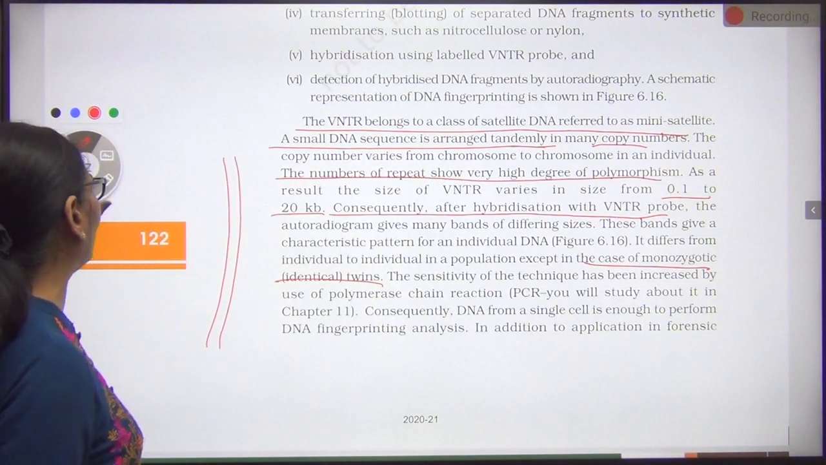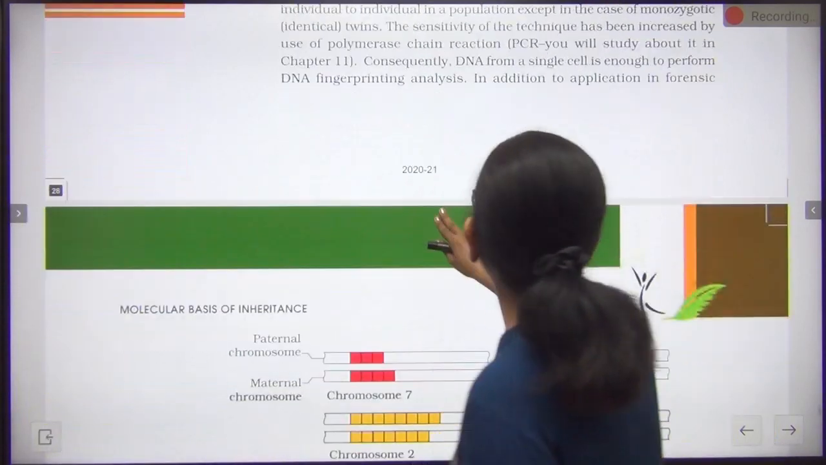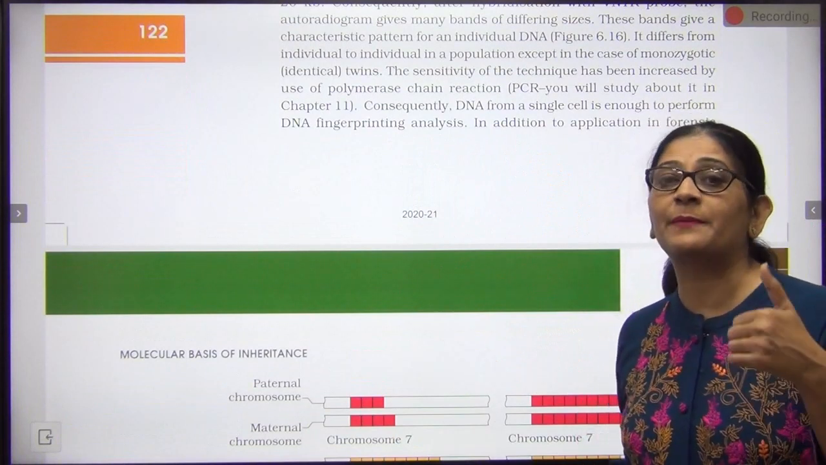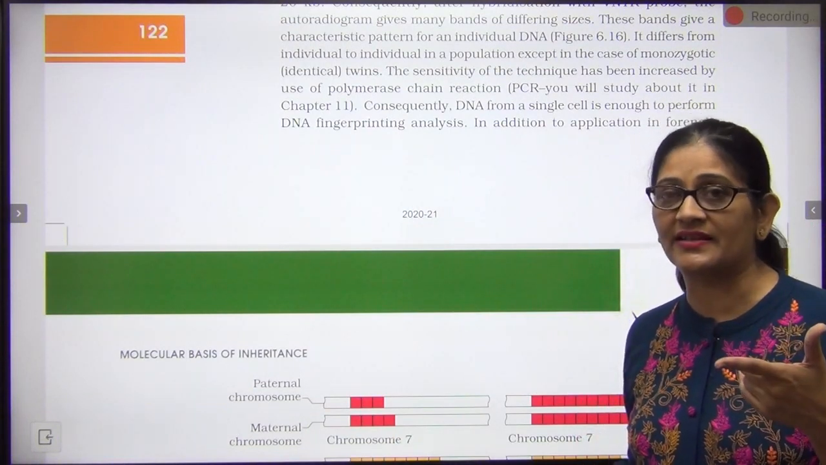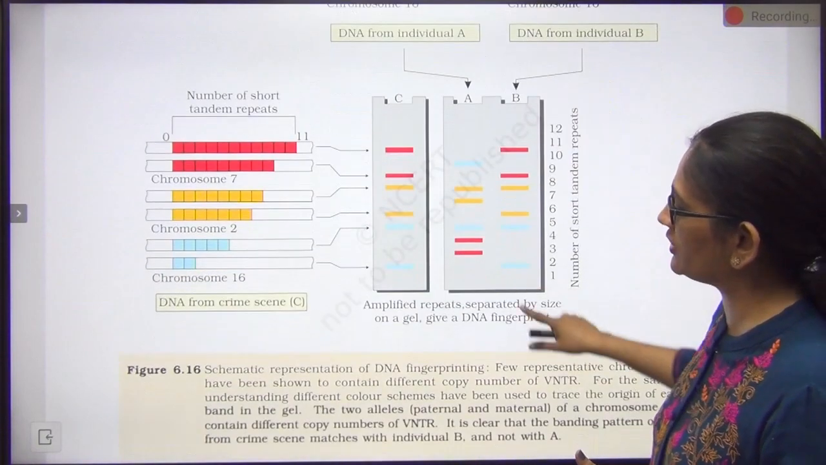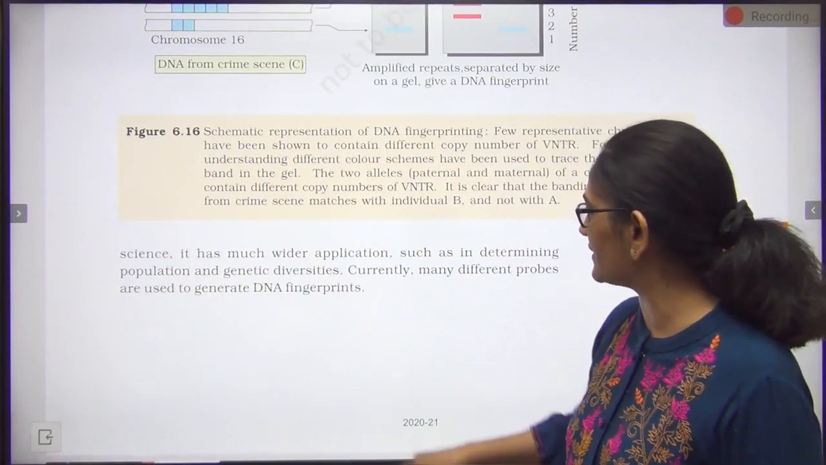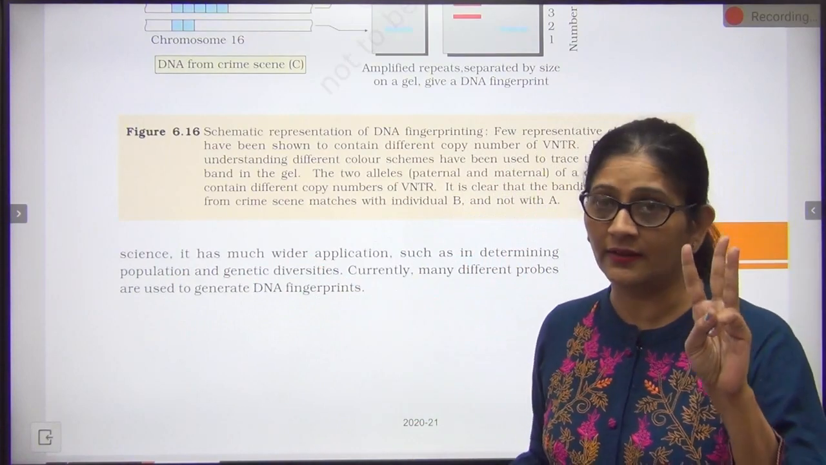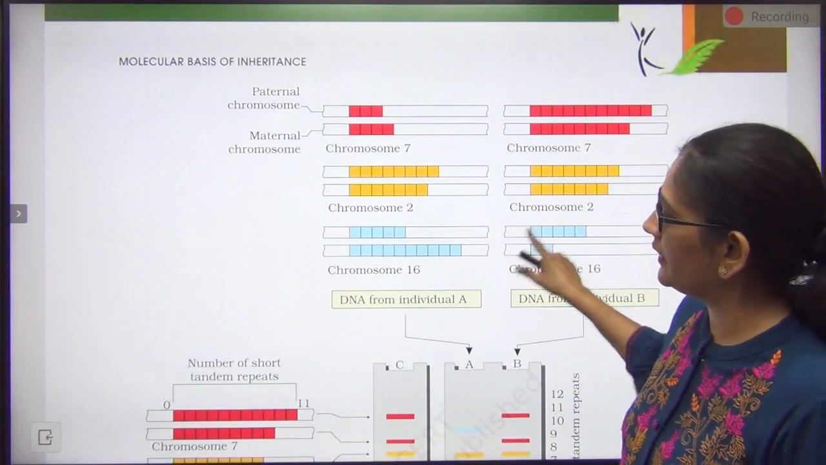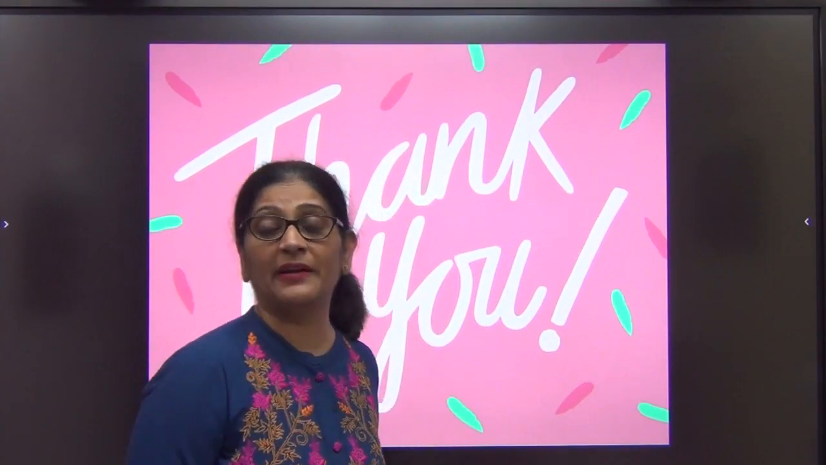Please read through that, and then the last paragraph just speaks of the applications. It says besides the two applications which we have already spoken about, that is paternity dispute and crime, DNA fingerprinting can also be used in other cases like determination of population and genetic diversities. This is the third application given in your NCERT, and this is the diagram which I gave you as an example. So with that, the topic DNA fingerprinting has come to an end.